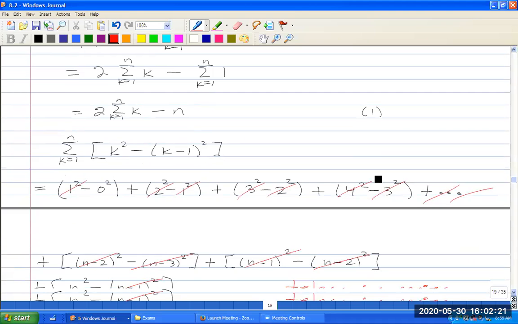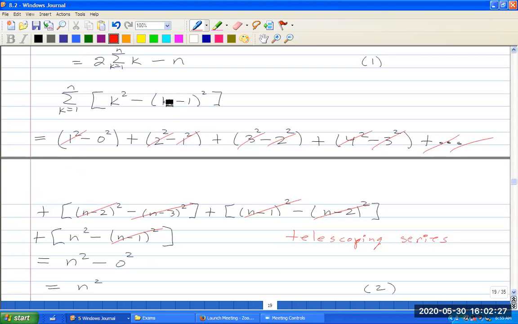So let's just expand this. When k is equal to 1, this is just equal to 1 squared minus, well, 1 minus 1 is 0 squared. When k equals 2, this is equal to 2 squared minus 1 squared. When k is equal to 3, 3 squared minus 2 squared, k is equal to 4, 4 squared minus 3 squared, etc. When k is equal to n minus 2, n minus 2 squared minus n minus 3 squared.